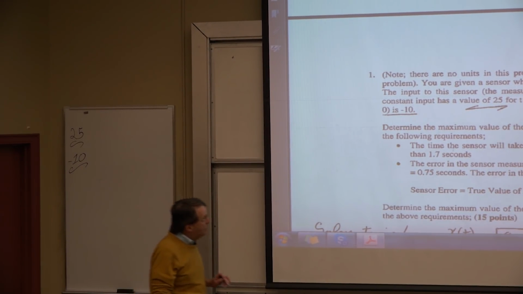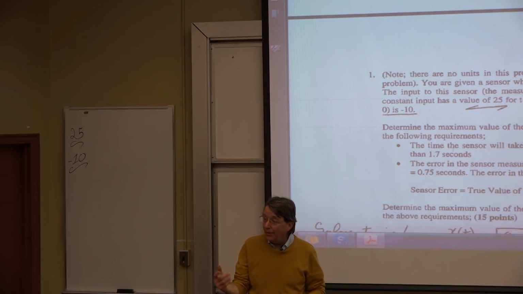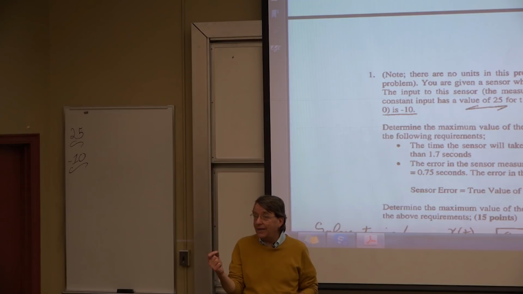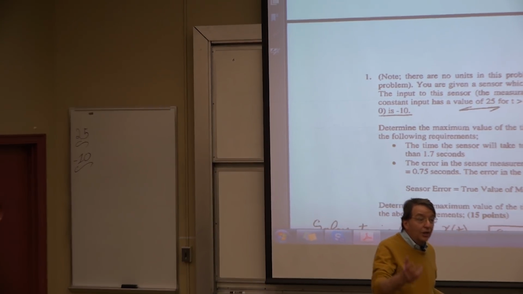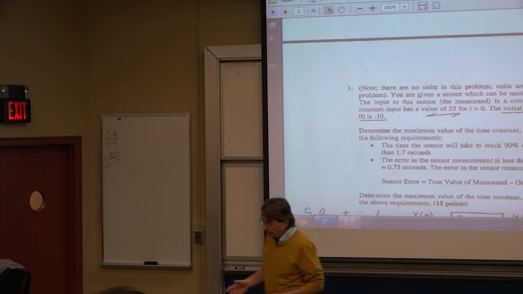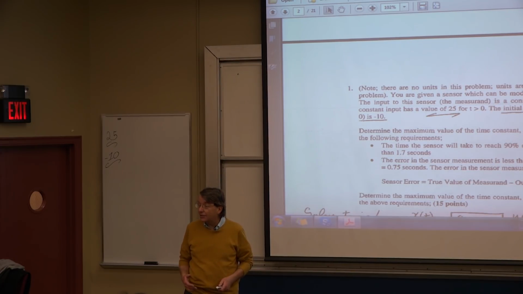Determine the maximum value of the time constant, tau, which will satisfy both of the following requirements. Now, why do I say maximum tau? See, if tau was very, very tiny, this system would respond very quickly. And usually, the smaller tau is, the more expensive the system is. So I want to pick the largest possible value of tau I can and still meet the system requirements. So I don't have to have an overly expensive system.